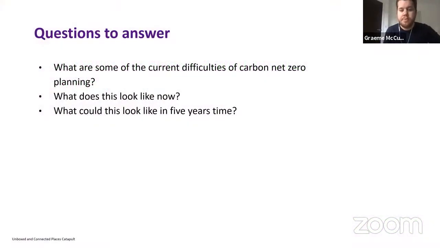So following up from the Bradford research, we had a series of different questions to answer. What could some of the current difficulties in carbon net zero planning be? What could some of these look like now? And particularly the question we're looking at is, what could this look like in the next 5 years? So if we were to look at the future of carbon net zero planning, what could the art of the possible look like? Next slide, please.